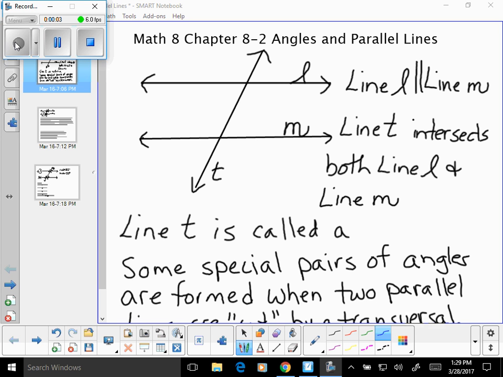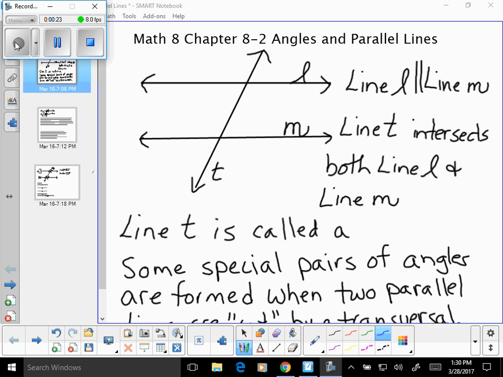Okay, class, this is chapter 8.2, angles and parallel lines. Just a reminder that you will be using concepts of supplementary and possibly even complementary angles when you're dealing with lines like this. So make sure you go back and look those over from lesson 8.1.